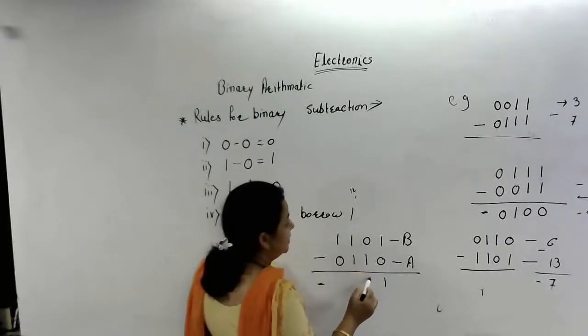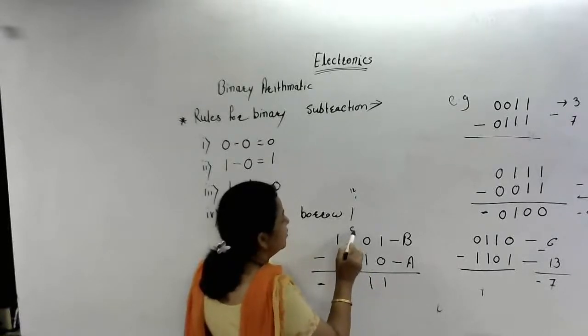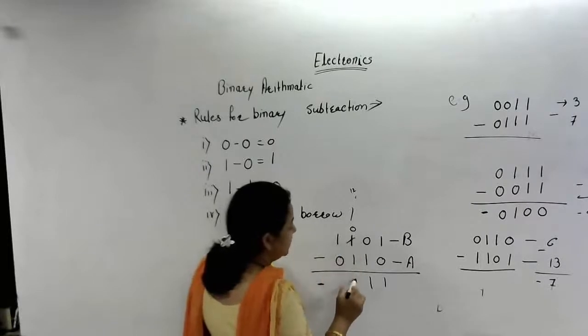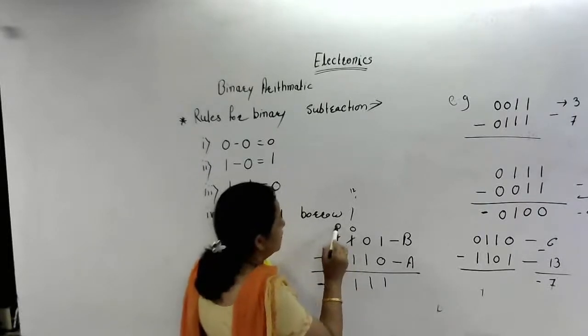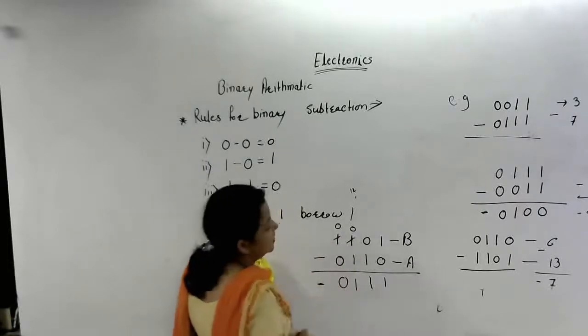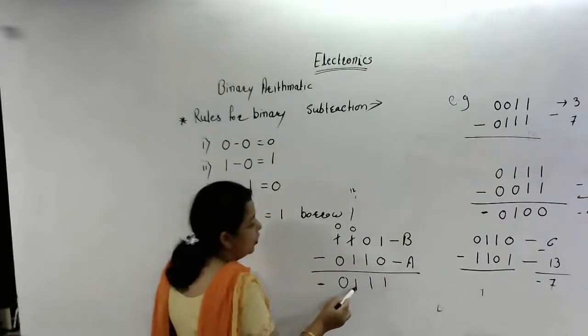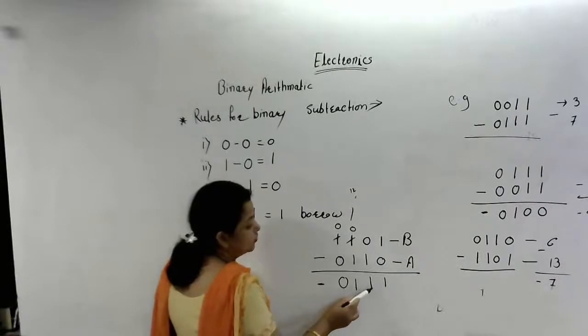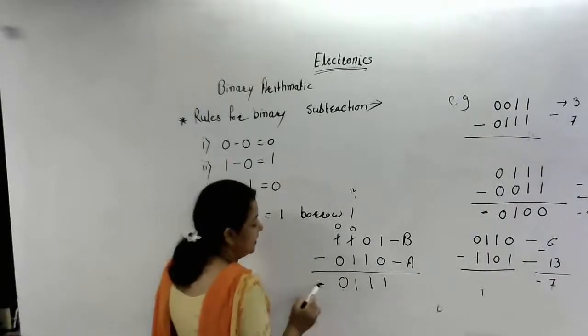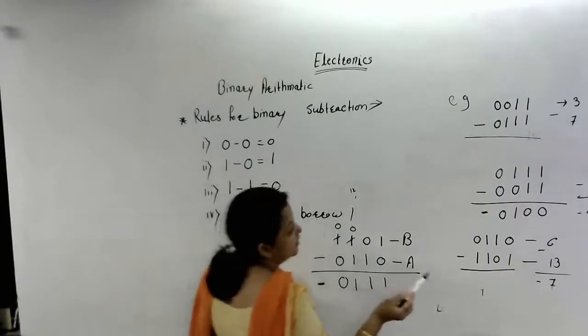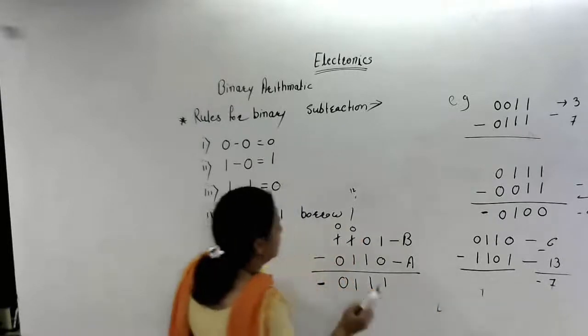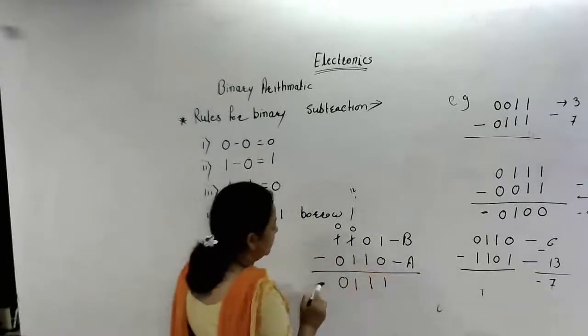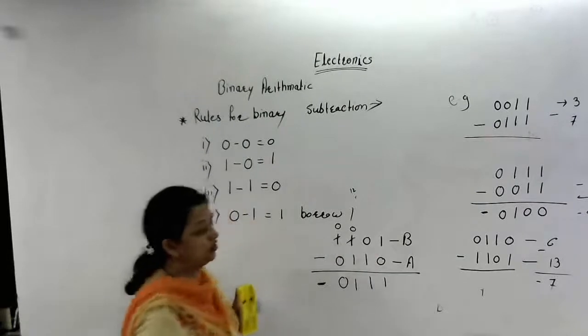0 minus 1, answer 1, borrow 1. So 0 minus 1, answer 1, borrow 1. 0 minus 0 is 0. See, this is 4 plus 2 plus 1, 7. 4 plus 2, 6. 6 plus 1 is 7. So minus 7 is your answer. You get the right answer by performing B minus A with answer having negative sign.